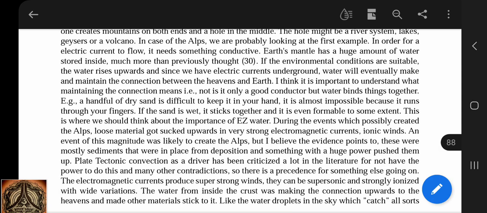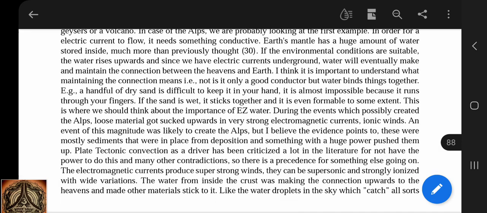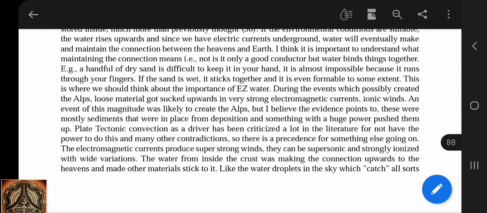E.g. a handful of dry sand is difficult to keep in your hand. It is almost impossible because it runs through your fingers. If the sand is wet, it sticks together and is even formable to some extent. This is where we should think about the importance of easy water.